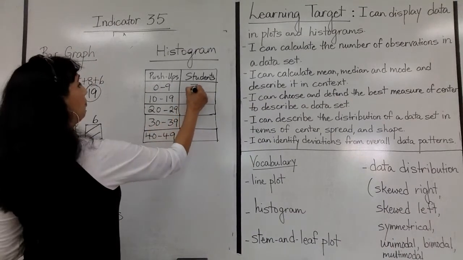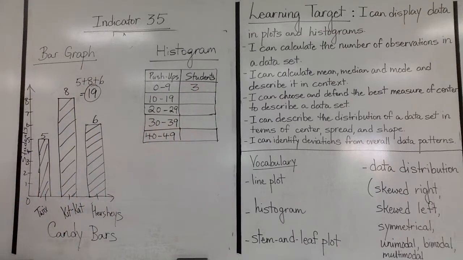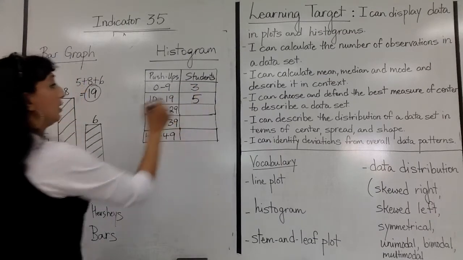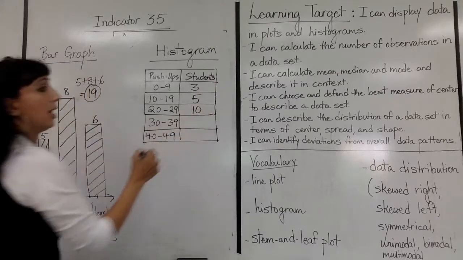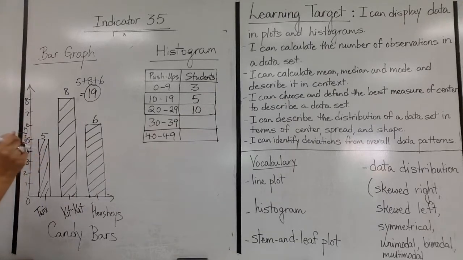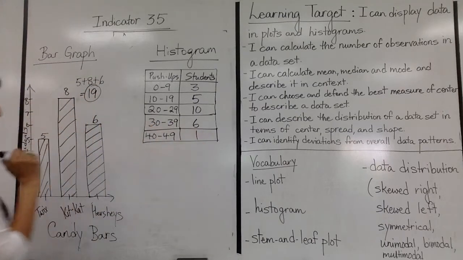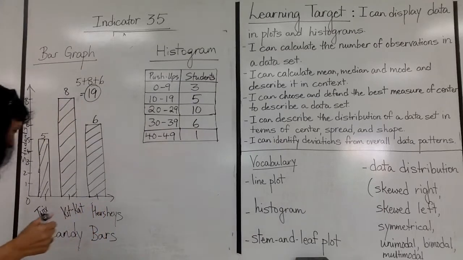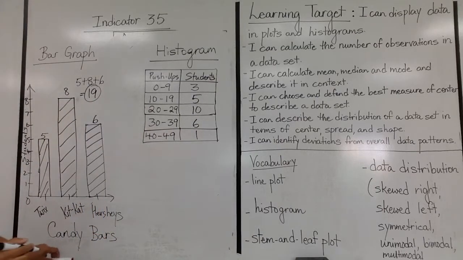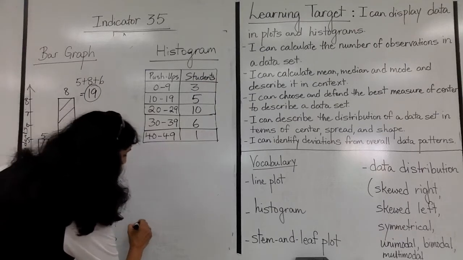Okay, so let's say this is 3, and then this is 5. This is 10, and then we have, let's put this as 6, and let's put the last one as 1. Okay, so once we have this done, we are going to make a histogram. Okay, so once again, it's like labeling like in a bar graph, it's slightly different.